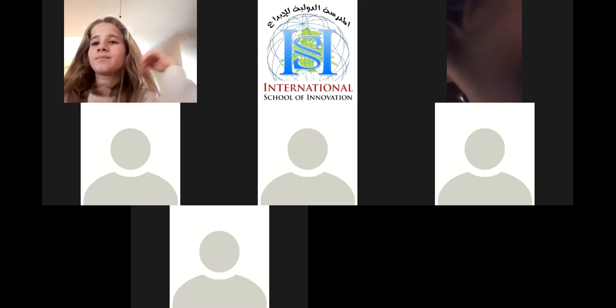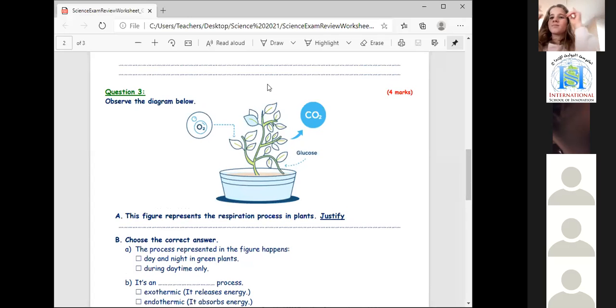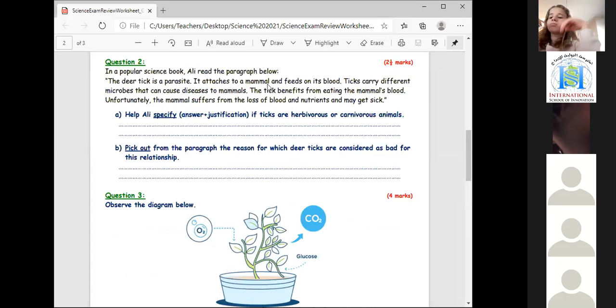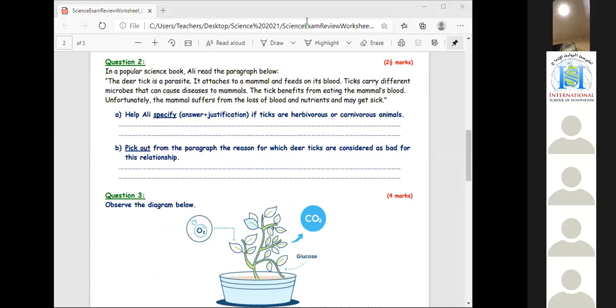Let's talk now about question number 2. Question number 2 talks about deer ticks. So plants are producers since they produce their own food by photosynthesis. We'll start now talking about consumers. Animals are consumers, and here we're talking about a special kind of animals, which is the deer tick. The deer tick is a parasite.